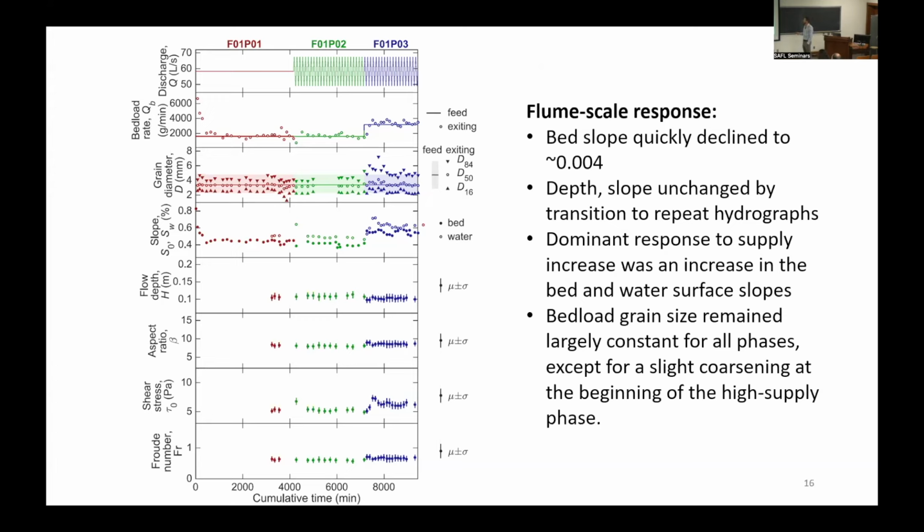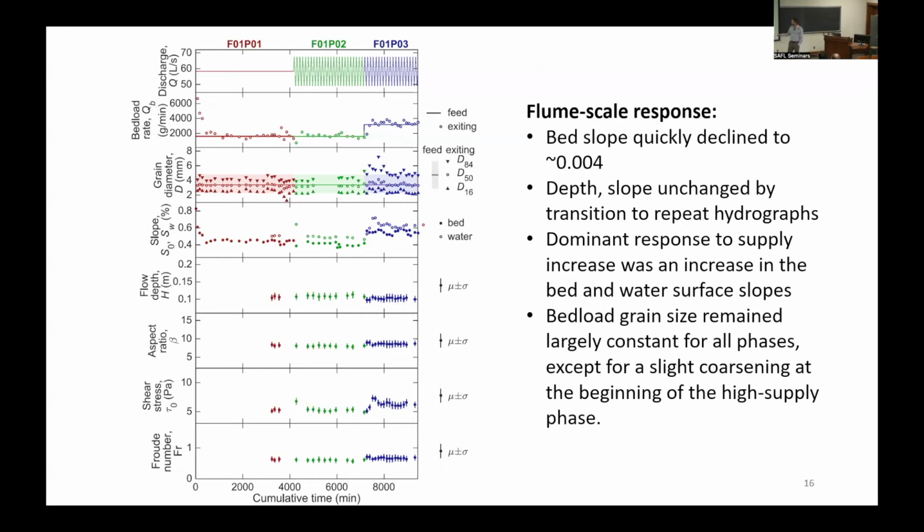I'm going to show figures like this for a few slides, but this is essentially all of the results of the first geometry experiment, and I'll try and describe how to read this. On the left, we've got FO1, PO1. This means flume 1, phase 1. FO1PO2 is flume 1, phase 2. This is where we imposed this repeated hydrograph. And then FO1P3 is phase 3, where we doubled the sediment feed and kept the same repeating hydrograph.